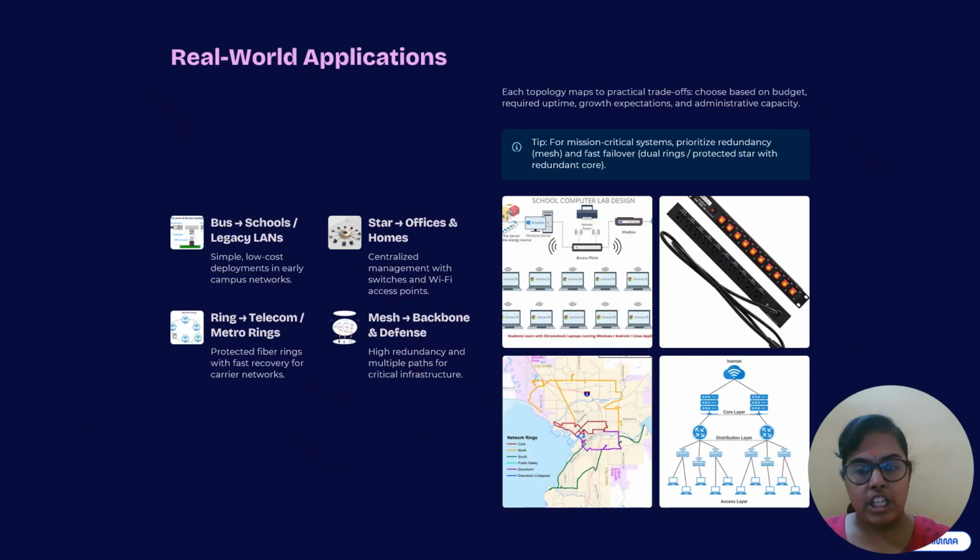Real world applications of different types of topologies. Different topologies are used in different kinds of situations and environments. Bus topology. Bus topologies are commonly used in schools and campus networks as it is simple and inexpensive to deploy.